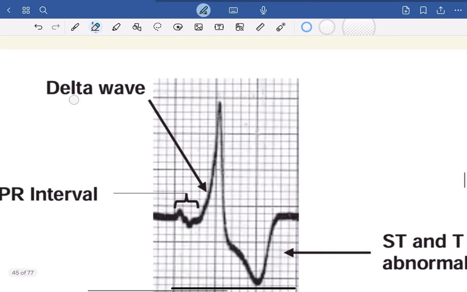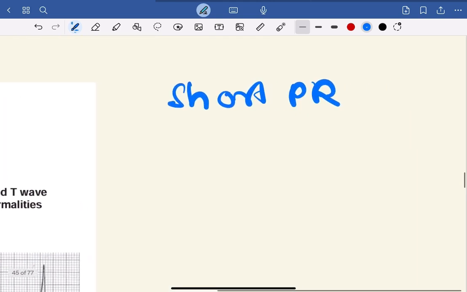Delta waves are nothing but slurred upstroke of the initial part of the QRS, the R wave. Slurred upstroke of the initial part of the R wave. So that is called a delta wave.